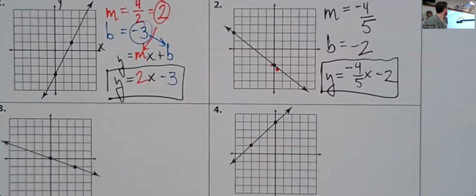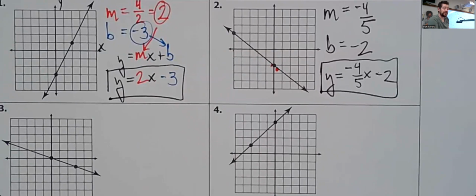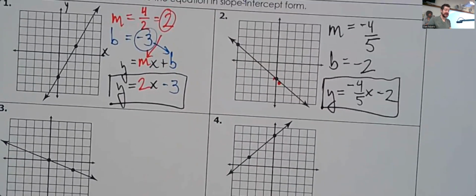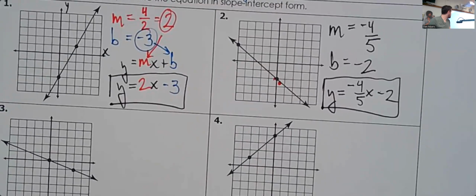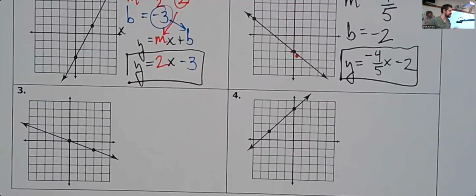Awesome. So you're gonna answer 3 and 4 on your own. Take a couple minutes on that. And then we'll take a look at standard form. And then we are going to compare 2 different equations to figure out if they're parallel, perpendicular, or neither, just like we did yesterday.